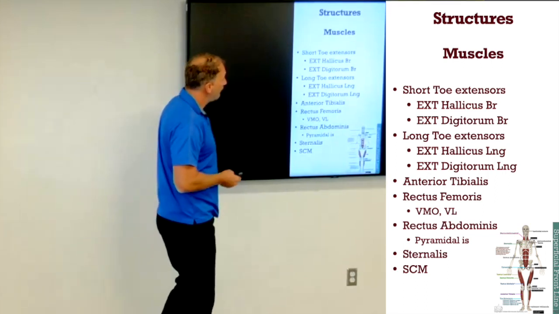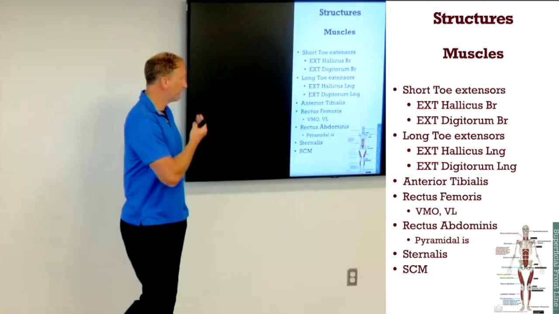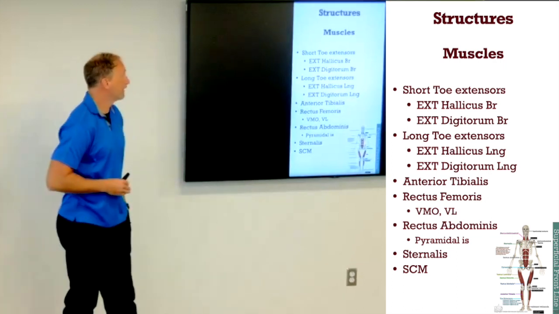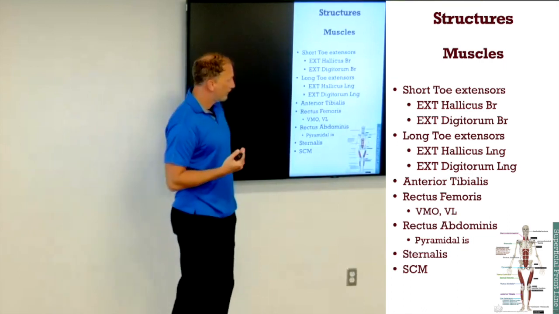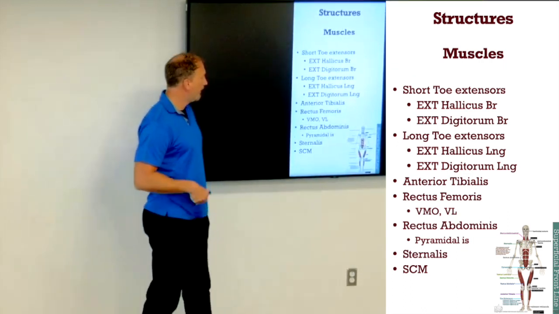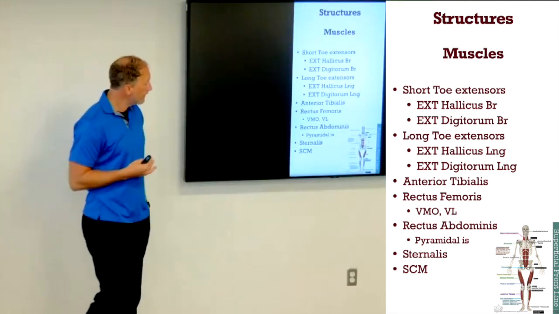From a muscular standpoint, all of our extensors, the short toe extensors, the long toe extensors, hallucis and digitorum, longus and brevis, anterior tibialis, the quads, rectus abdominis, up into the sternalis, and then the sternocleidomastoid on each side.